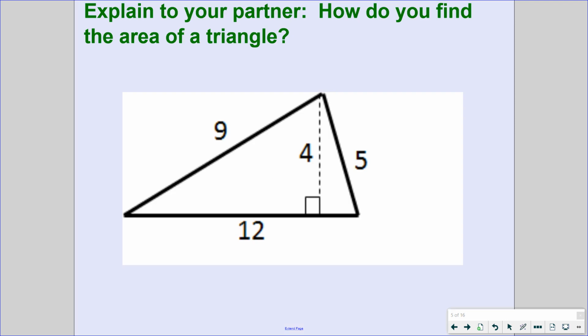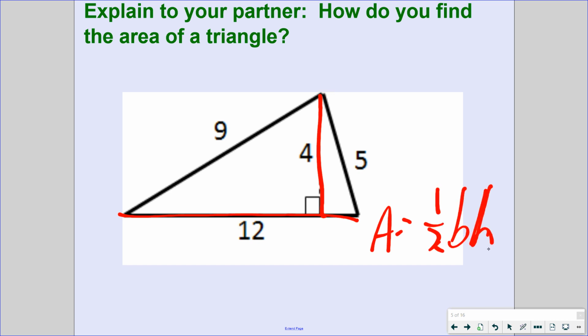Explain to your partner, how do you find the area of a triangle? So you just multiply the base times the height. And then half of the base times height. So 12 times 4, these are scratch numbers. We don't use those slanted. These will be vertical. 12 times 4 is 48. Divide by 2, 24 units square.